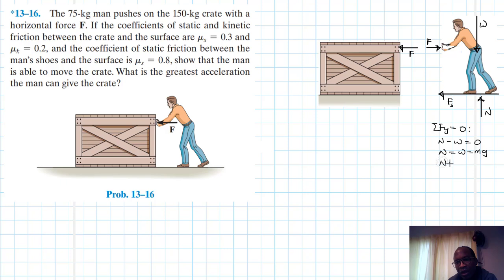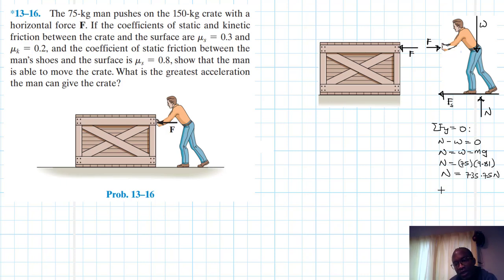N is just equal to 75, the mass of the man, times 9.81. If we compute, N will be 75 by 9.81, which gives us 735.75 newtons. So this is the value of N.